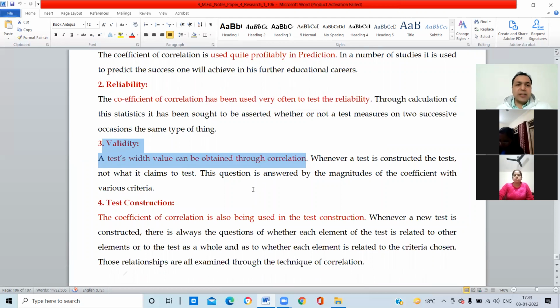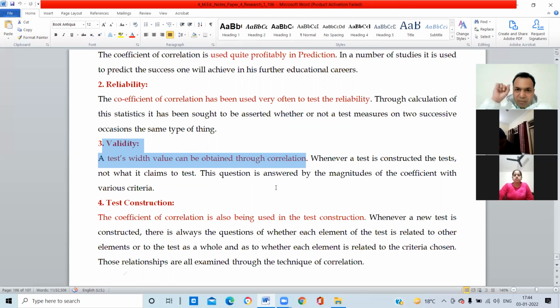Coefficient of correlation is also used for the validity of a product. A test's validity can be obtained through correlation. Suppose you have to prepare a test, and you are teaching 7th class or 8th class. You want to check the performance and intelligence level of the students of your class, 7th class or 8th class.